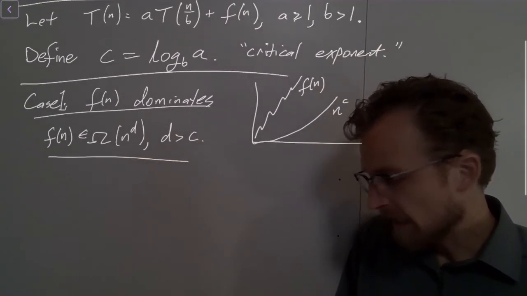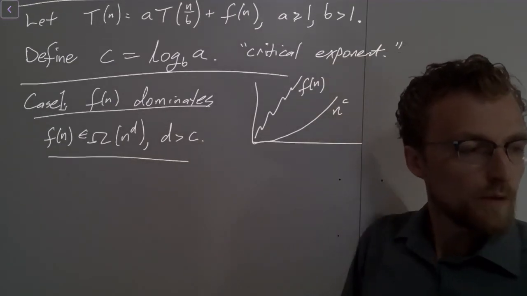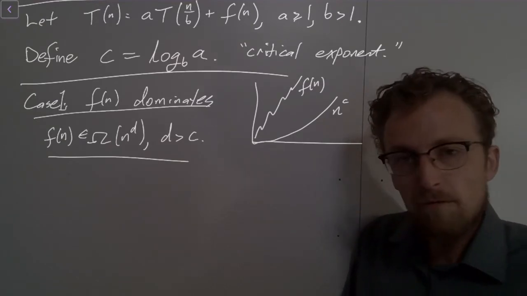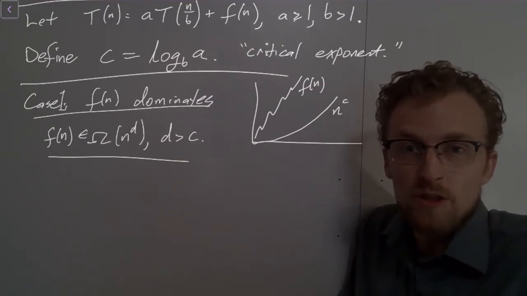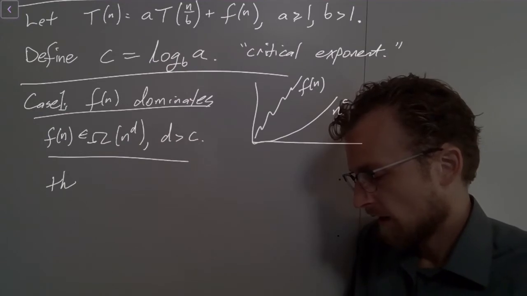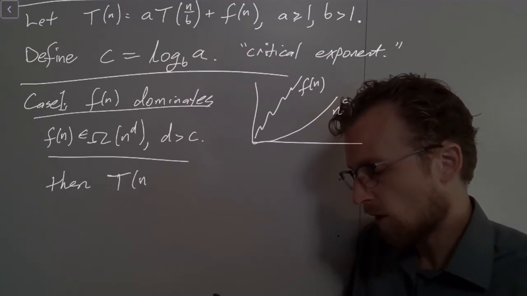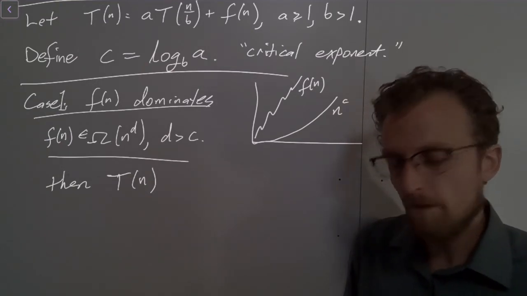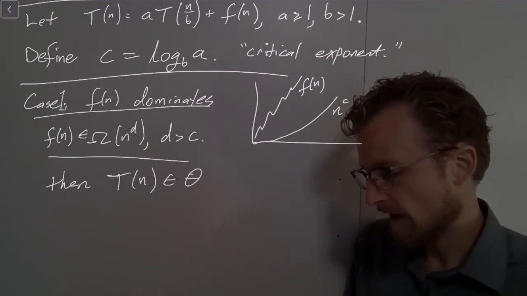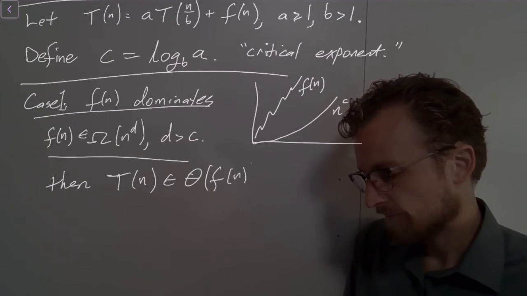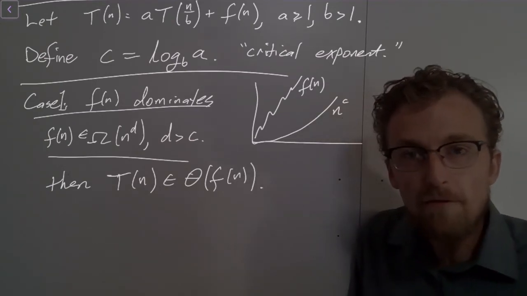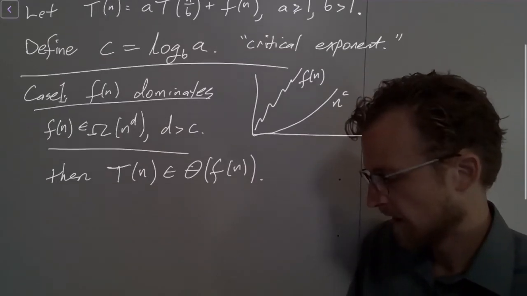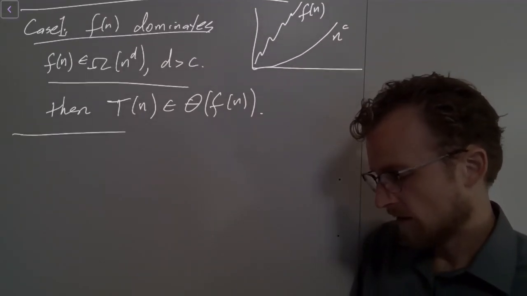So if f of n dominates, then what do we have? Well, then we have this really easy result that says if f of n is the biggest part, then f of n runs the show, right? Then T of n, my overall recurrence relation, has the same complexity class as f of n. So big theta of f of n. Okay, so that's case 1. If f of n is big, then T of n just inherits f of n's complexity. Done. All right, so now what's my case 2?